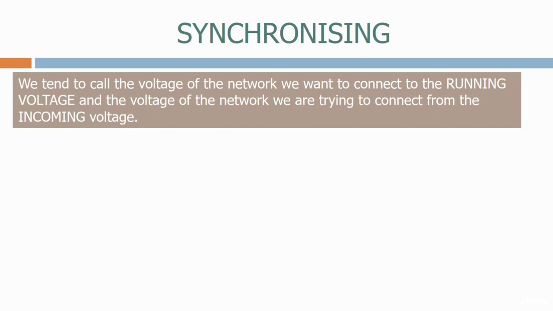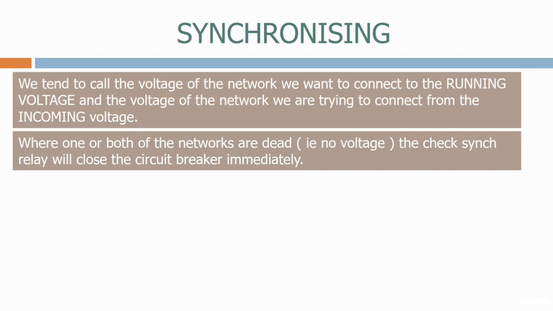We tend to call the voltage of the network we want to connect to the running voltage, and the voltage of the network we are trying to connect from the incoming voltage. Where one or both of the networks are dead, i.e. no voltage, the check sync relay will close the circuit breaker immediately.